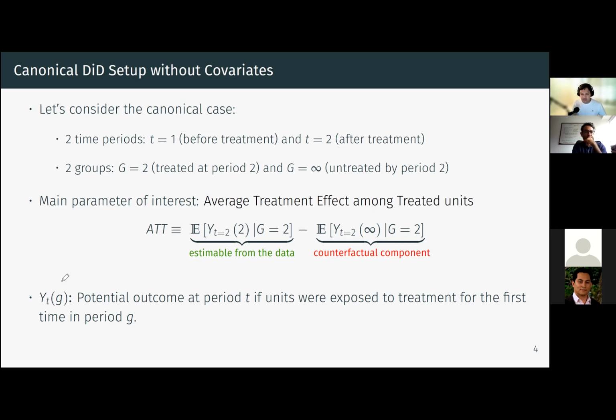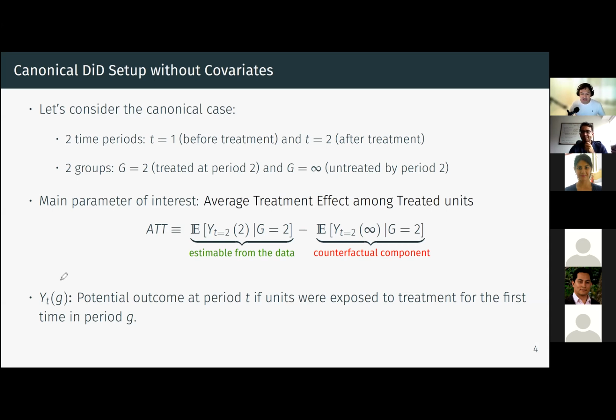Just to fix notation, in the rest of the talk I'm going to denote by Y subscript t, with g in parentheses, the potential outcome at period t if units were exposed to treatment for the first time in period g. Depending on the time you're first exposed to treatment, I'm going to have different g's here. And this g is unnested with time period t.